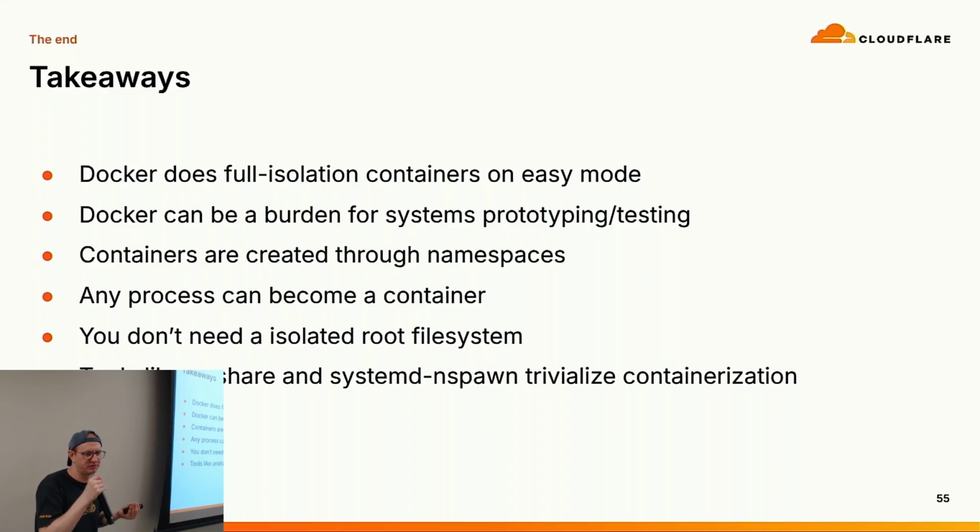So if you ever want to do your own testing, have that isolation, and be able to use your system to its fullest without being restricted, classic namespaces are the way to go. Any process can become a container. Okay, there's that interview question. Any process can become a container. You don't need to isolate the root file system necessarily. You can just run whatever you want within your container. Don't need to faff with that. And then tools like unshare and systemd-nspawn also trivialize containerization with no code.